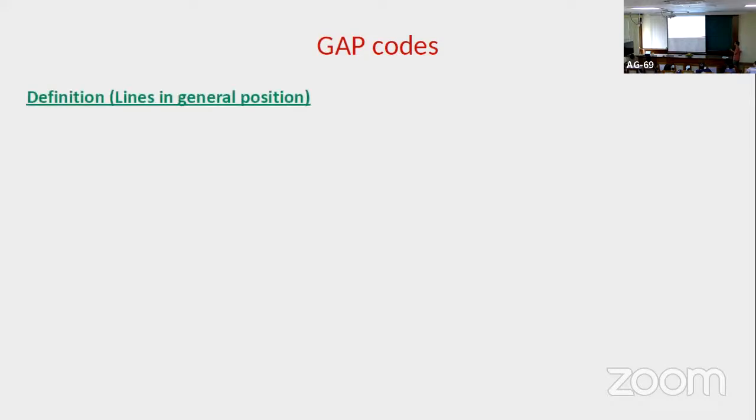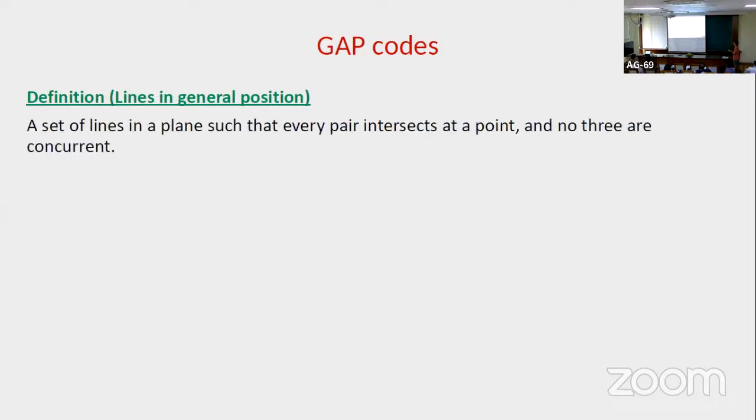So let me define what. I'm going to focus on 2 dimensions. I said this is a set of points that comes out of taking intersection of hyperplanes in general. So in 2 dimensions, hyperplanes are just lines. What does it mean to say that a bunch of lines is in general position? It means that every pair of lines will intersect at a point, and no 3 lines are concurrent.